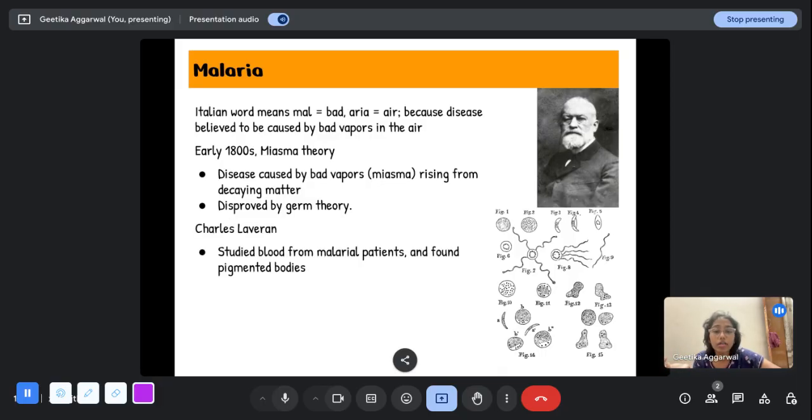Then Charles Laveran, here in this image, you can see this is Charles Laveran. What he did was he studied the blood from malarial patients, and he looked at it under his microscope, and he found certain pigmented bodies. So, like here, you can see these are the pigmented bodies.